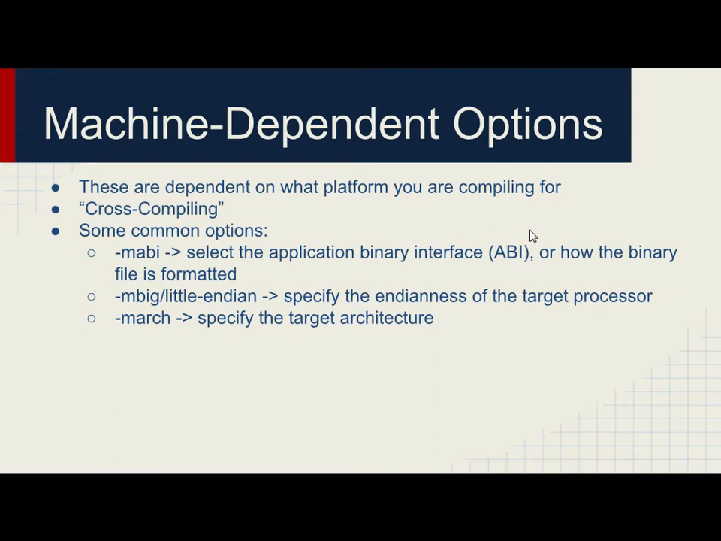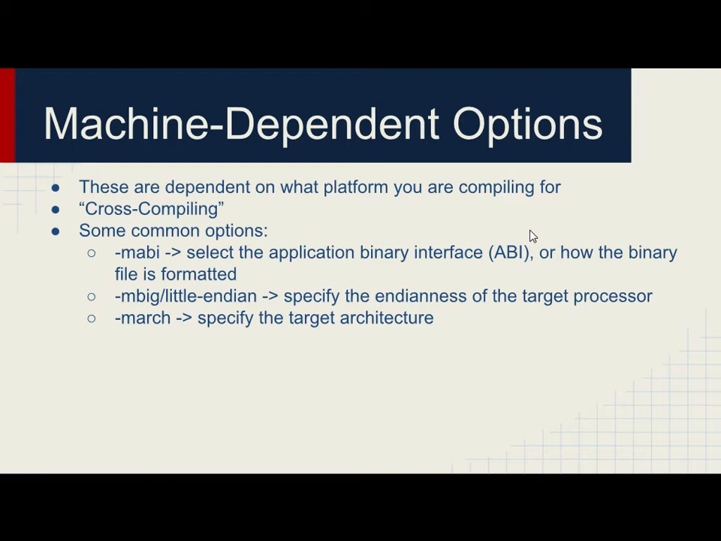So we use these. -mabi selects the application binary interface, the ABI, or how the binary file is formatted. Every different microprocessor architecture has a different version of how files are formatted. So the string section, for example, is in one place in x86 binaries, and it's in a totally different place for ARM. So this specifies that file format. -mbig-endian or -mlittle-endian specifies the endianness of the processor. This is whether bytes are stored low to high or high to low in memory.